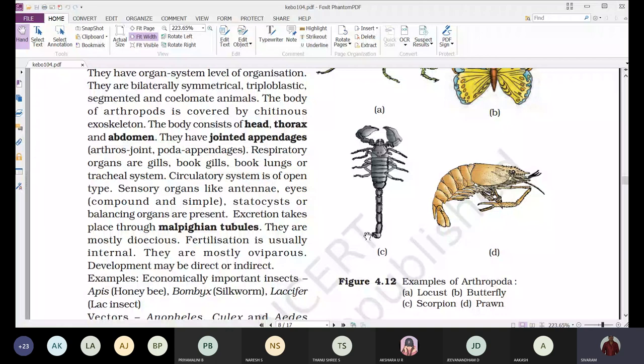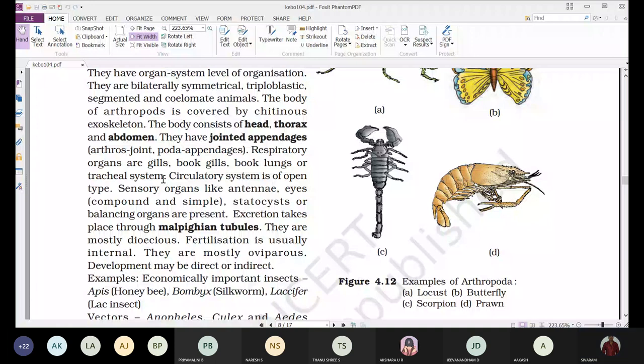Next, coming to respiration. When you observe respiration, the respiratory organs are gills, book gills, book lungs, or a tracheal system. In different forms, we'll find different types of respiratory organs. In the case of prawns, we'll find gills. Next, book gills in the case of Limulus. And book lungs in the case of scorpion.